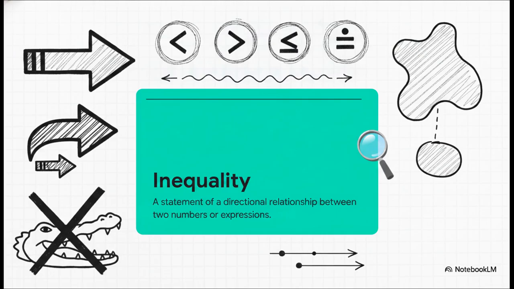To get it right, we have to start with the actual formal definition. An inequality is really just a statement about order or a directional relationship between two numbers or algebraic expressions. It's explicitly telling us if something is greater than or equal to, less than or equal to something else. The absolute key takeaway here is that inequalities are fundamentally about directional relationships. They're not about hungry reptiles.